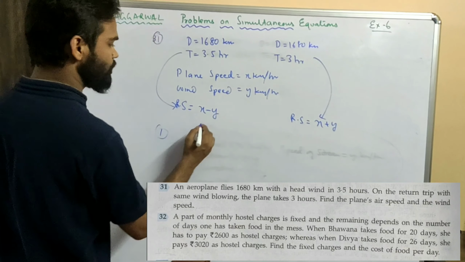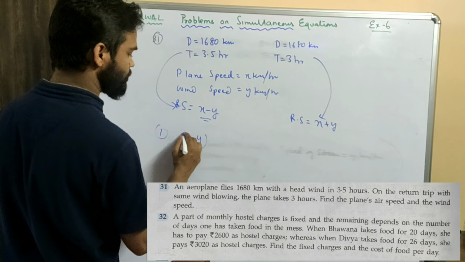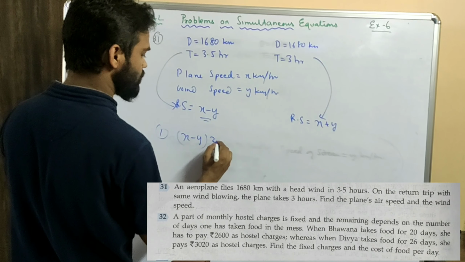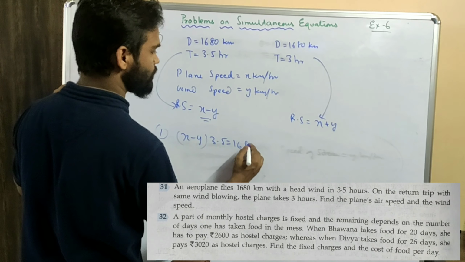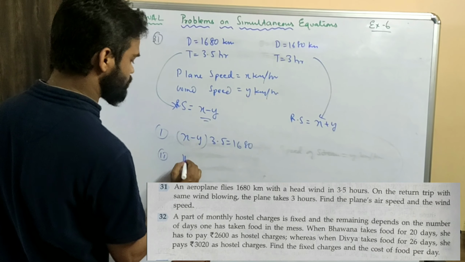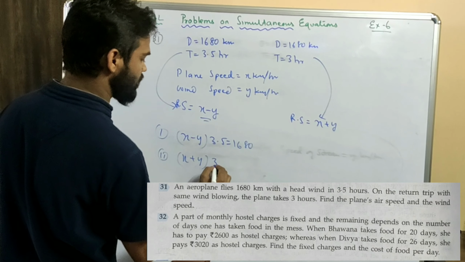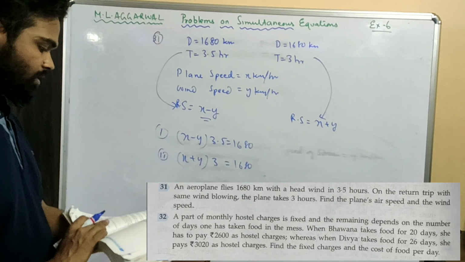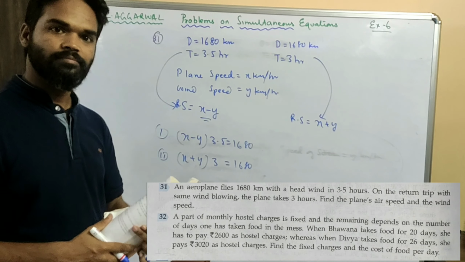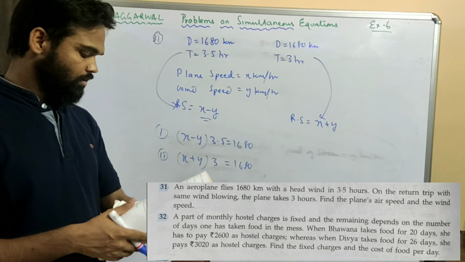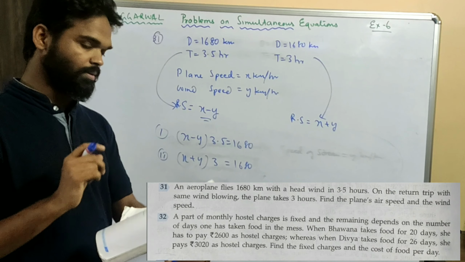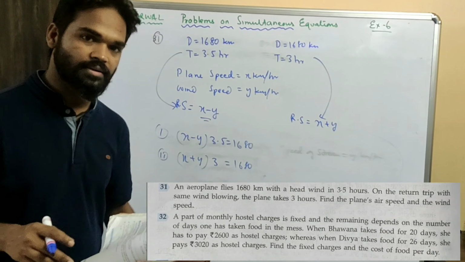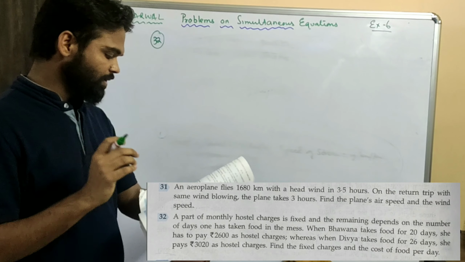So the first equation, the speed multiplied by time gives you distance. Second case again, speed multiplied by time gives you distance. That's my second equation. Clear? Now we look at the last sum, which is sum number 32. A very interesting sum.